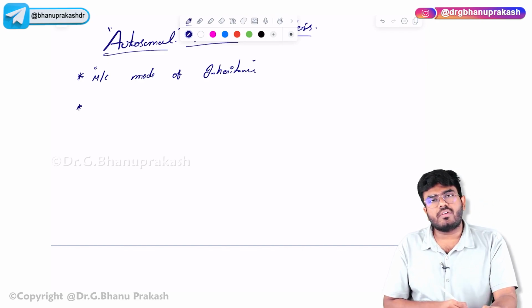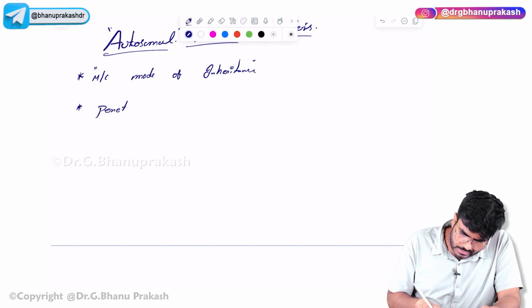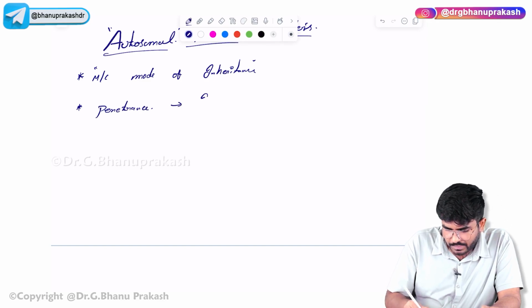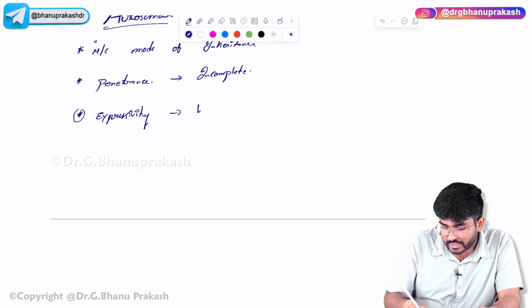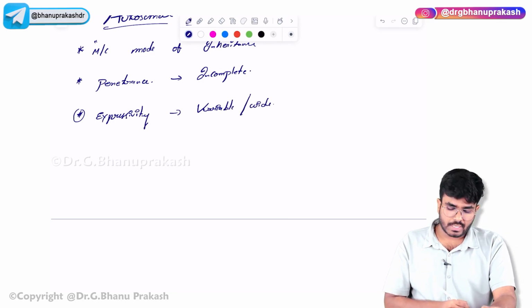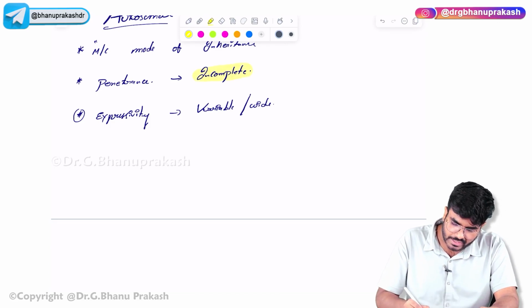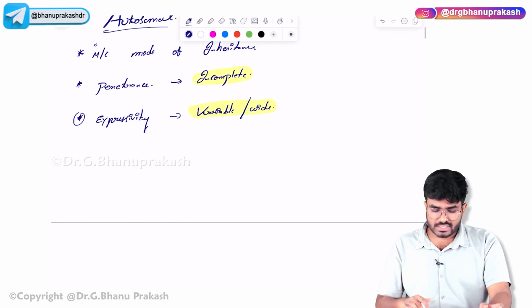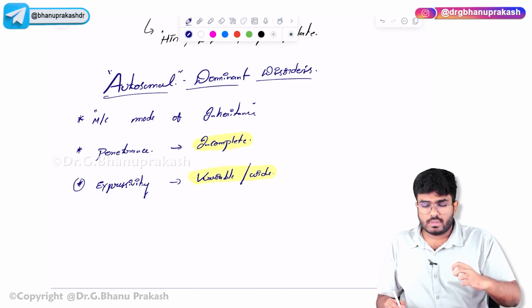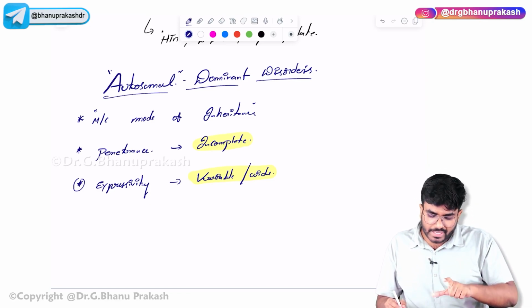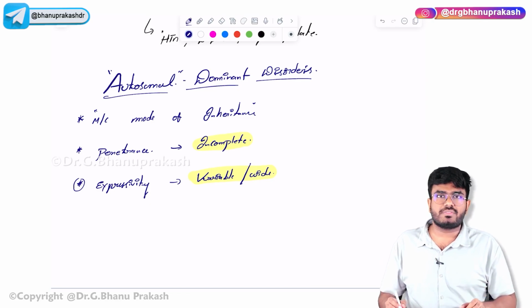So, what about the penetrance of these diseases? Penetrance is incomplete. Incomplete penetrance is going to be seen. And what about the expressivity? Expressivity is also going to be very variable, or wide expressivity is going to be seen. I will explain in a moment what exactly penetrance and expressivity are. But just remember, in autosomal dominant conditions, the patient is going to have incomplete penetrance, and expressivity is also going to be very variable.